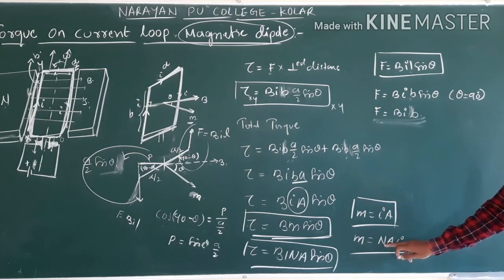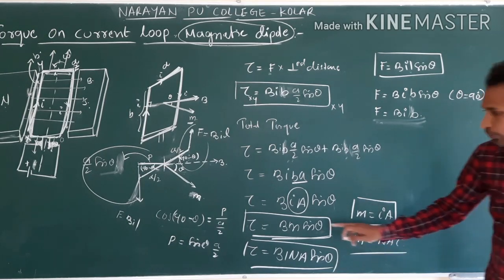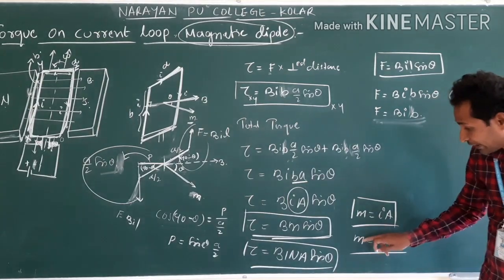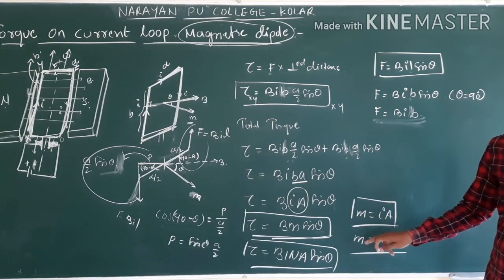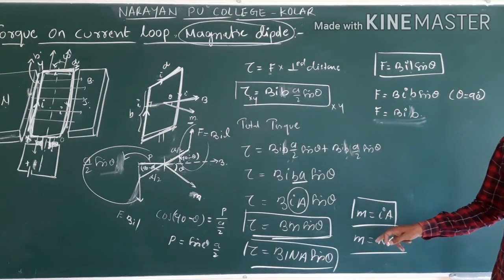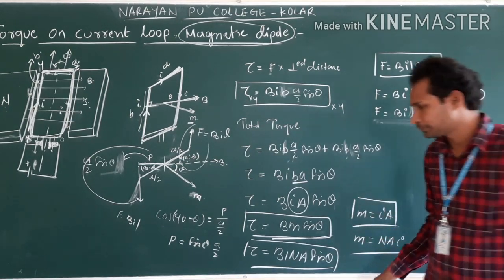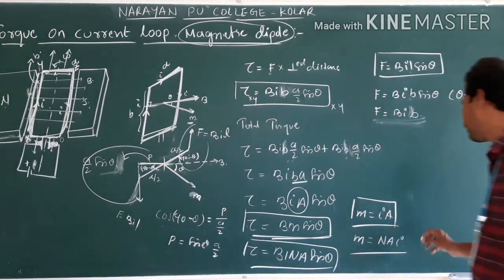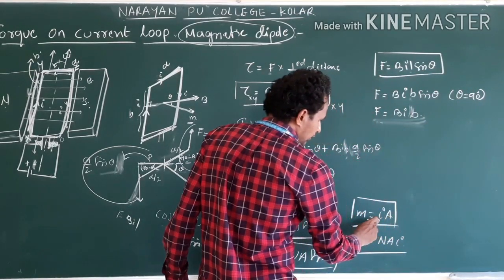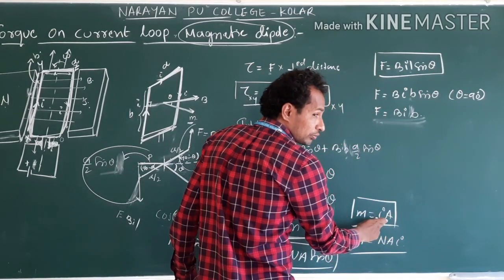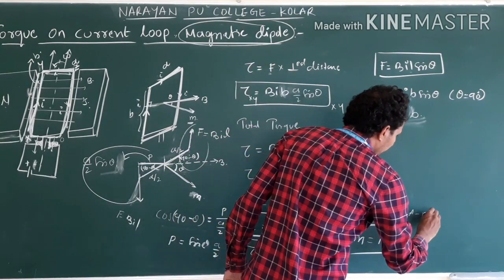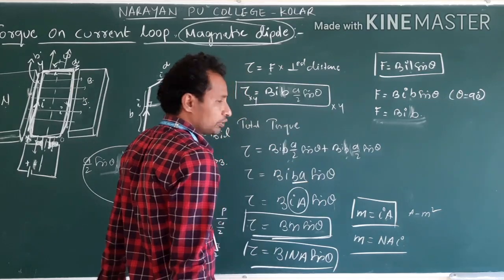Then what is the magnetic moment formula? NIA. We will write the magnetic moment with a small m. This is directly the magnetic moment, not the magnetic dipole. Understand? Clear? Now the unit of magnetic moment: the m units are, this is area A, not ampere. Understand? A is area. So the unit is ampere meter square.